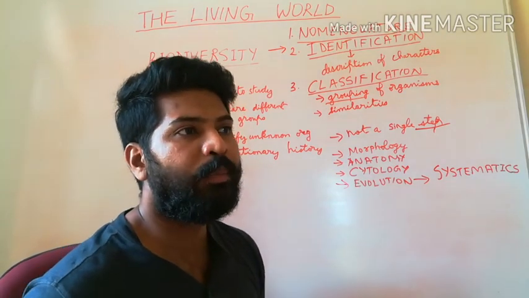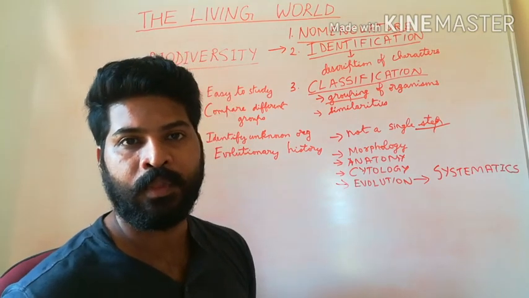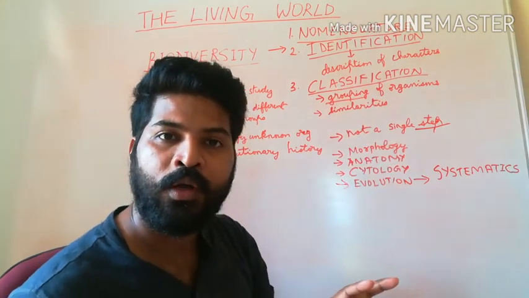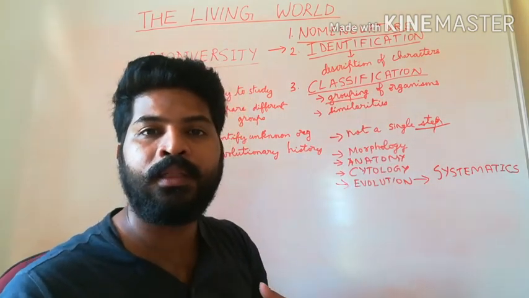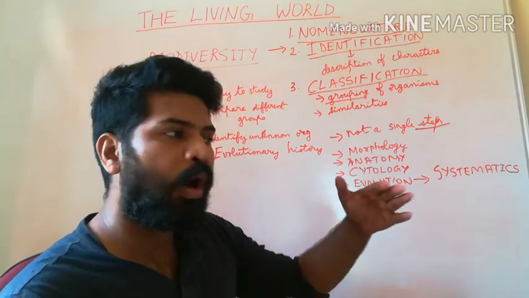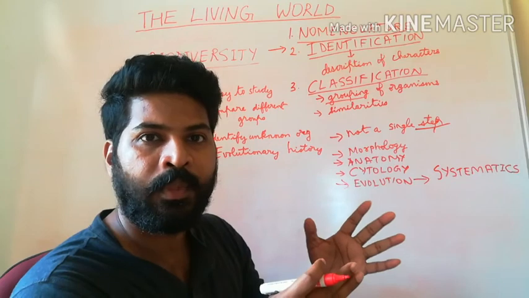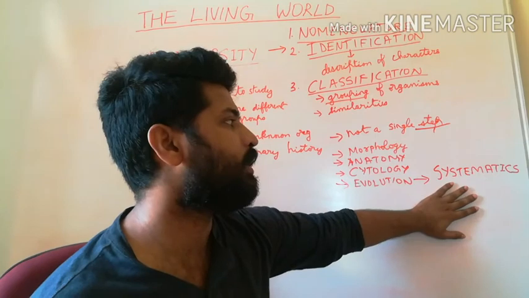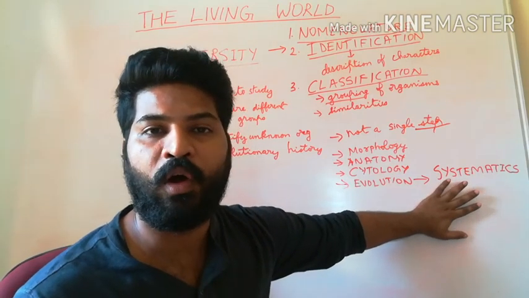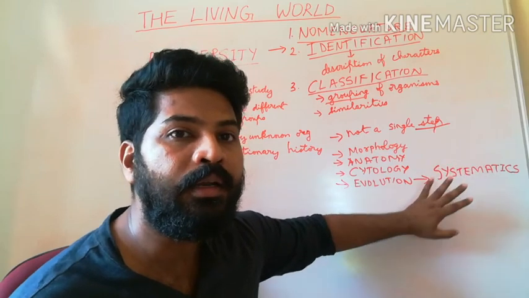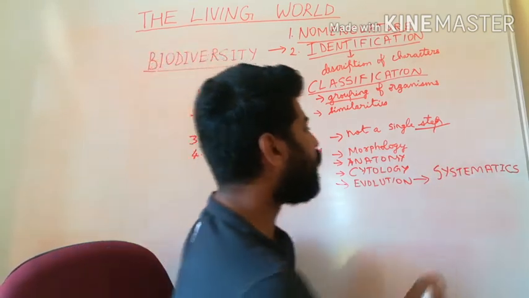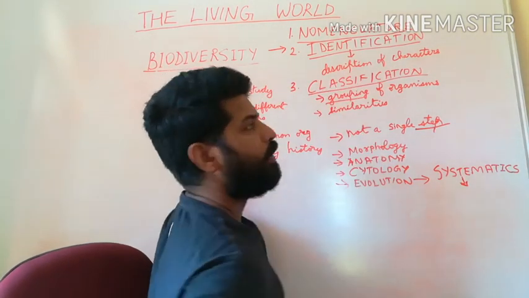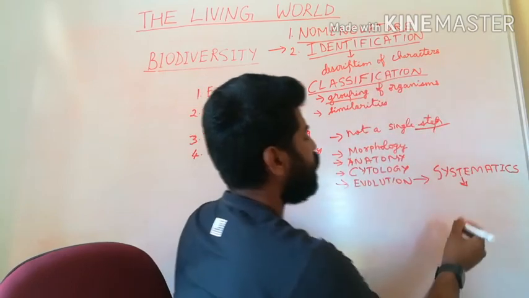But we know that human beings are more curious. Not only we wanted to classify the organisms, we also wanted to know the interrelationships between the organisms. So how are two organisms related to each other and what is their evolutionary history? So systematics is the systematic study of organisms which compares the interrelationships between organisms. So even this is now taken into consideration for classification of organisms.